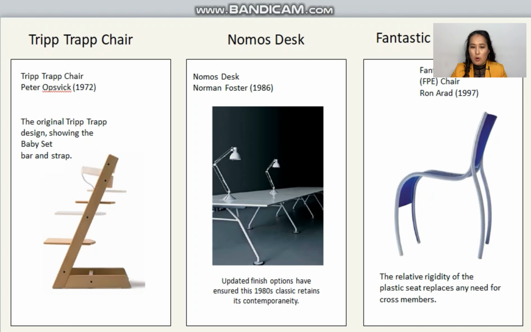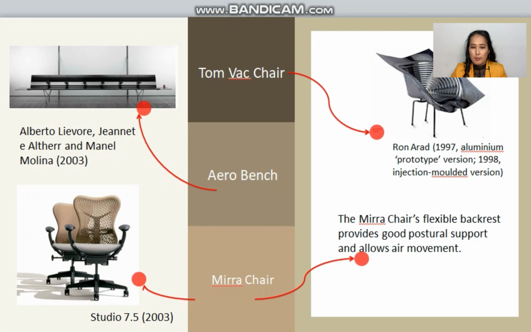The next one, the Nomos desk, 1968, Norman Foster, developed from a concept by and for the architecture firm Foster and Partners, to furnish their own offices in the early 1980s. It was a modular desk and conference table system, and it makes really interesting frames. The last one, the Fantastic Plastic Elastic chair, the EPF.